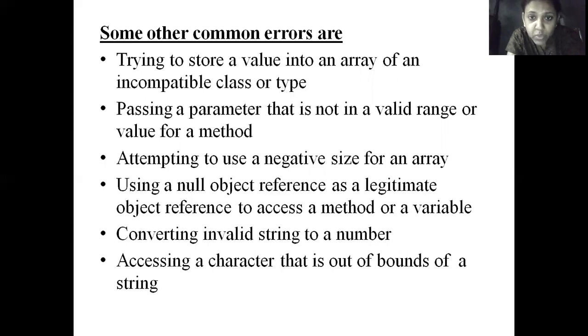Then there is attempting to use a negative size for an array, and using a null object reference as a legitimate object reference, because null points to nothing, so we cannot make it a legitimate object reference. Then converting an invalid string to a number, and accessing a character that is out of bounds of a string. Okay, so these are examples of exceptions. They are not syntactical errors.